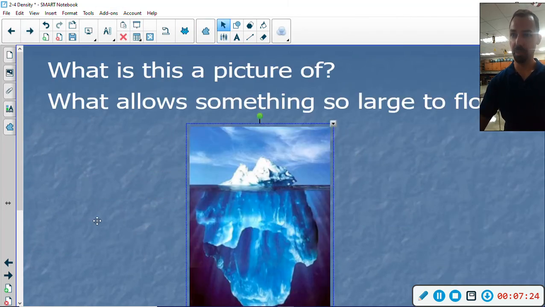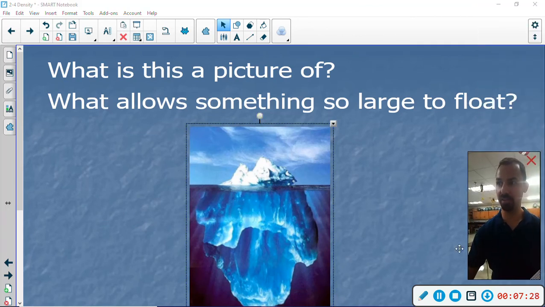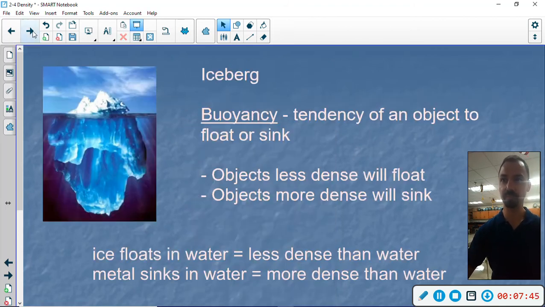Okay, this is a picture of obviously an iceberg. So it doesn't matter what size an object is, perfect example of this. Icebergs are less dense than water. Right, so this is a huge chunk of ice. It's still the same density as a little tiny chunk of ice. So no matter what, an object like that can still float because it is what we call buoyant.